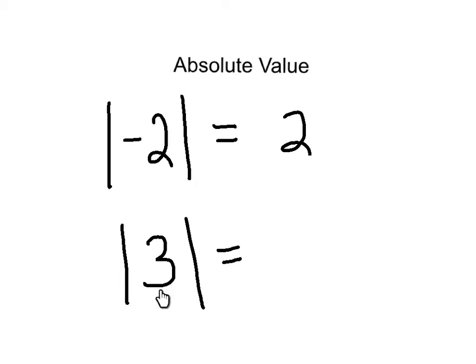Likewise, if we say, what is the absolute value of 3? It works the same way. The absolute value is the positive form of this number. 3 is already positive, so we just write 3 again. Absolute value is the positive value of the number asked.